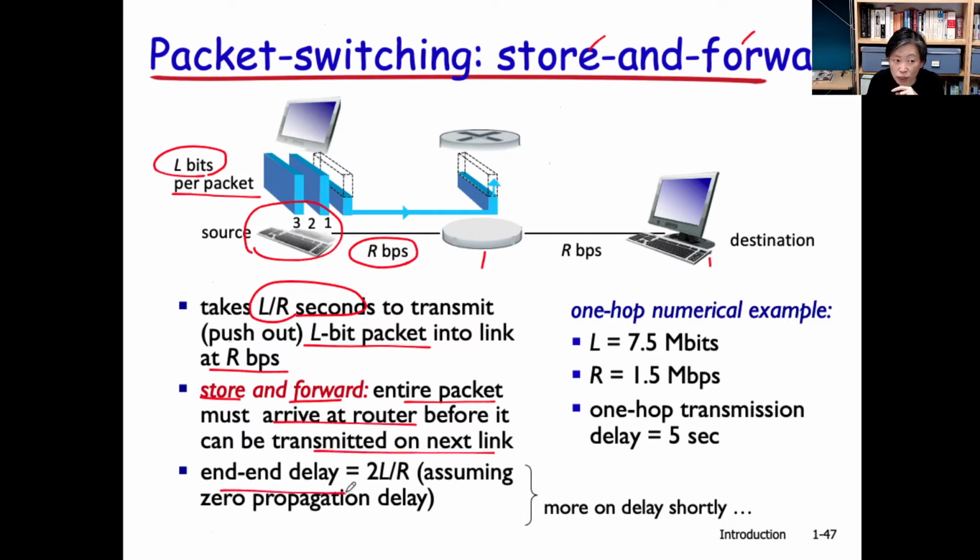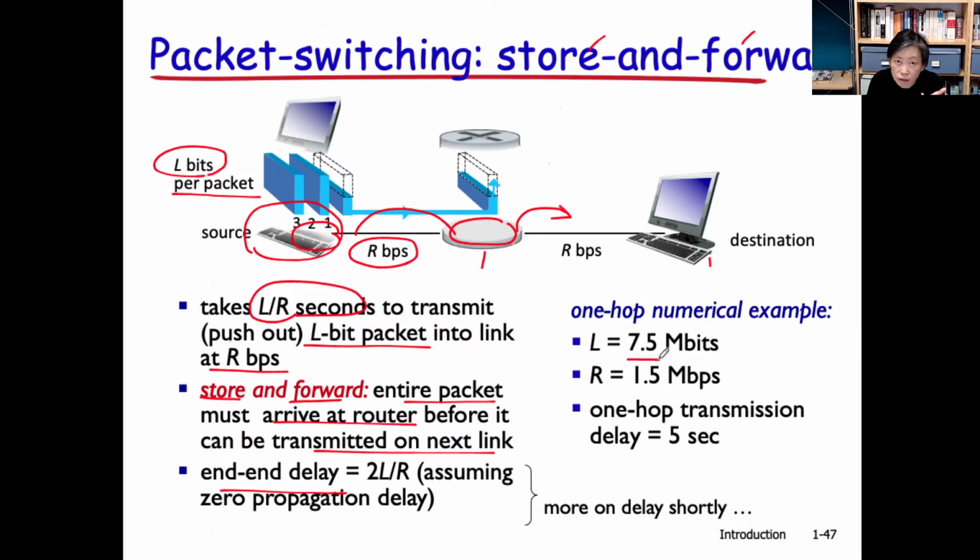The end-to-end delay will be what? L divided by R for this hop, because to send it out, it requires L divided by R. This router here receives it, waits until all of it is received, and then what? Sends it out again. That's another L divided by R.